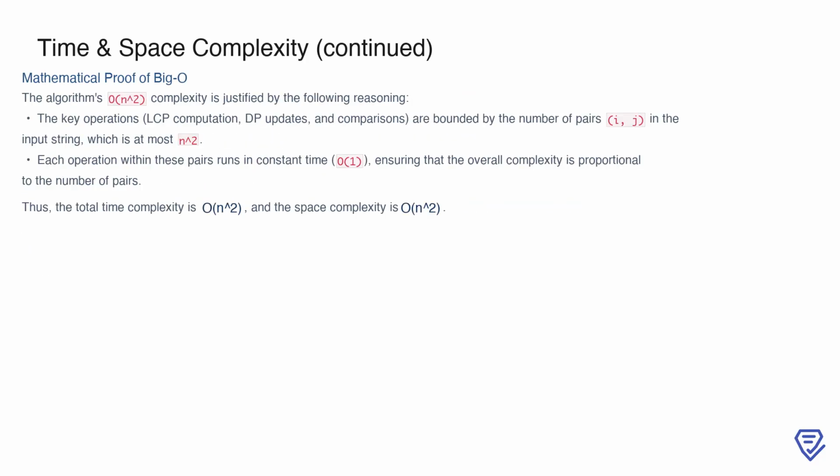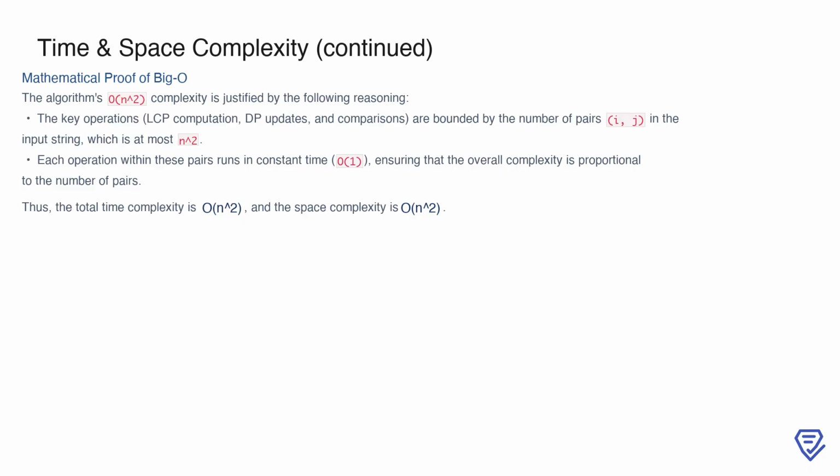To mathematically justify the O(n²) time complexity, we observe that the algorithm's key operations, computing the LCP matrix, updating the DP table, and performing substring comparisons, are all bounded by the number of pairs i, j, in the string.